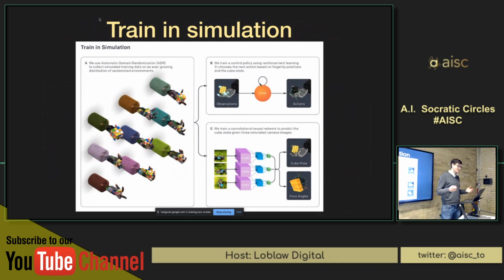And what they did is they have a simulation, and they trained the vision and the reinforcement learning separately. So the reinforcement learning agent gets fingertip positions and whatever, and you can add noise to it. And this vision part gets some images fed from your simulation and creates the cube pose and the face angles. Other questions?